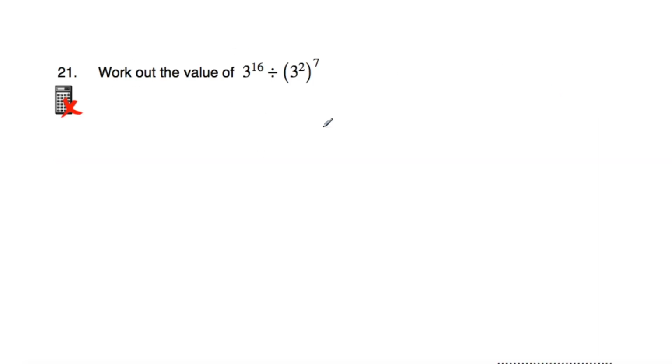Okay, question number 21. We've been asked to work out the value of, so we're not just to simplify, we need to get an answer here, of 3 to the power of 16 divided by 3 squared to the power of 7. Okay, so in terms of this, we've got 3 to the power of 16, and then divided by. And then we've got a power of a power here, so let's multiply the powers together. 2 times 7 is 14, so it's going to be 3 to the power of 14.